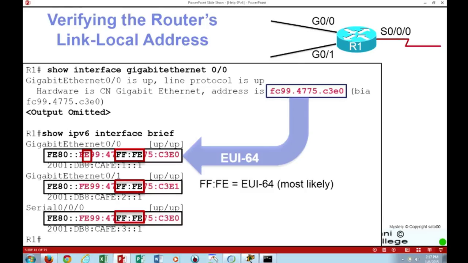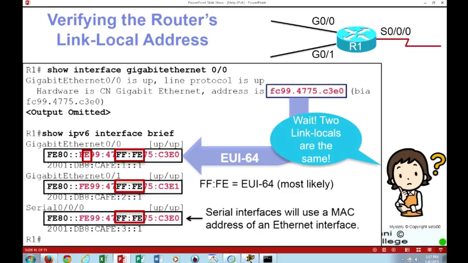Now you notice that all three interfaces have a link local address. But wait a minute. If you look carefully, first of all, serial interfaces? How did they get a MAC address? Serial interfaces don't have MAC addresses, right? So, no problem. I'll just grab the MAC address from my gig 00 interface, and I'll use that. Do you see a problem here?